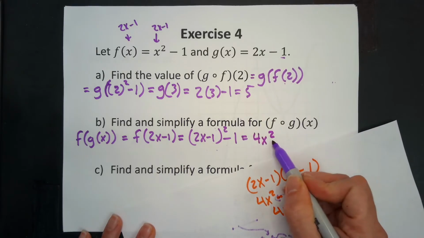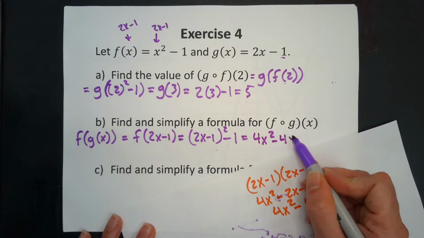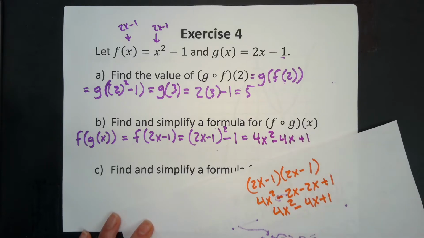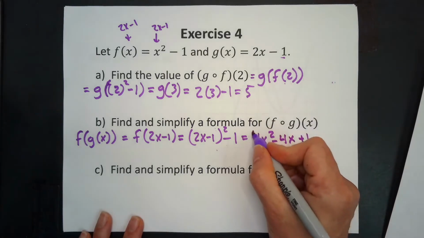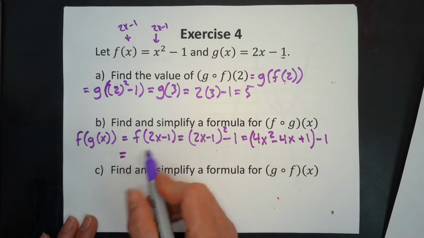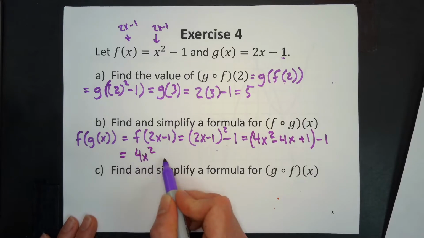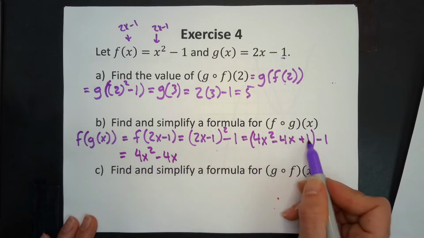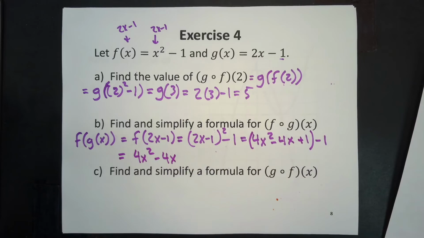I just didn't want to make this jump to 4x squared minus 4x plus 1 without showing you the math of multiplying that out. And then I'm going to subtract 1 off of it. Don't forget this -1 that was here. And so that's going to give us 4x squared minus 4x, and then plus 1 minus 1, and then the 1's go away.